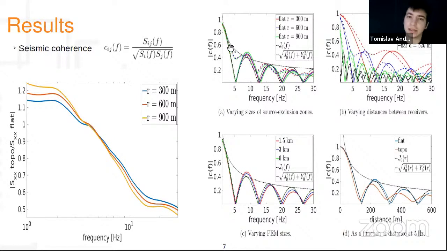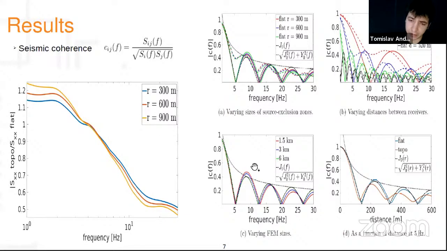Also, you can see that these dashed lines are coherences for the topographic case, and as you can see, there are strong deviations from the analytical case. So we can see that scattering strongly affects our cross correlations. Of course, one more thing that could be the reason for the deviation is that because of the scattering, we also have a mixture of some body wave content.